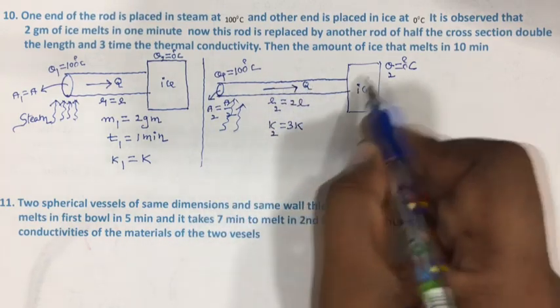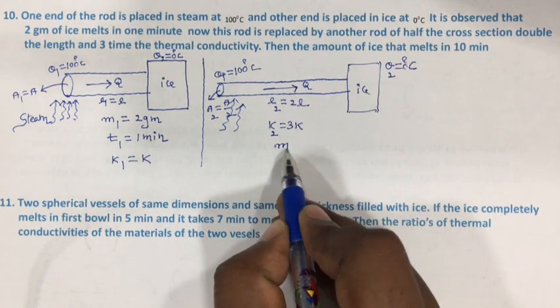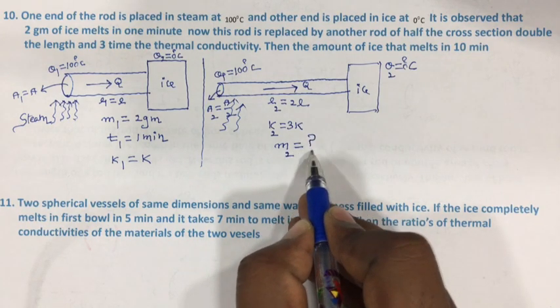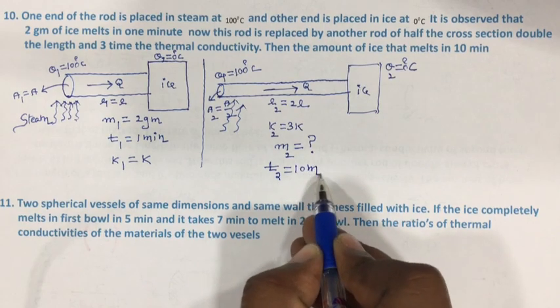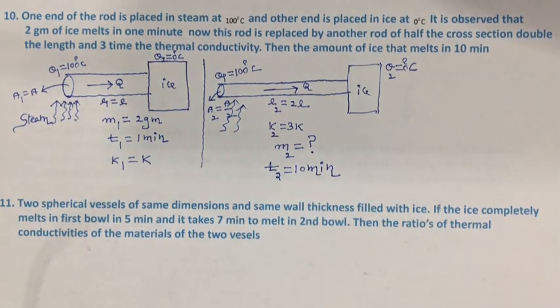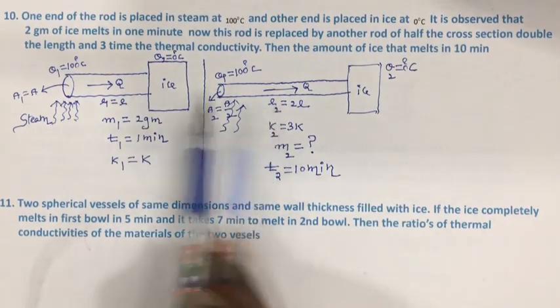How much of ice is melted? Okay, we want to find out M2, the mass of ice melted in 10 minutes. How much ice melts in 10 minutes? Okay, observe these two situations once.